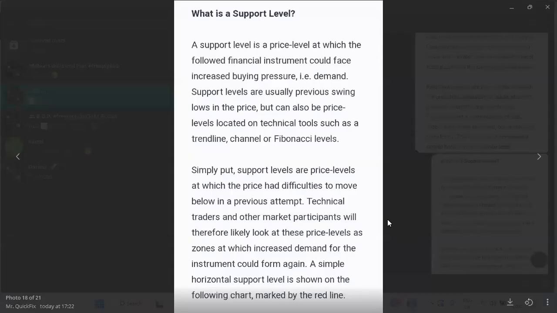Okay, so basically, what is the support level? As we can see here, it says a support level is a price level at which the followed financial instrument could face increased buying pressure, for example, demand. Support levels are usually previous swing lows in price, but can also be price levels located on technical tools such as trend line channels and Fibonacci levels. Right then and there, I'd like you to have that idea of a roof and a ceiling, but in this case it would be the ground floor and the ceiling.